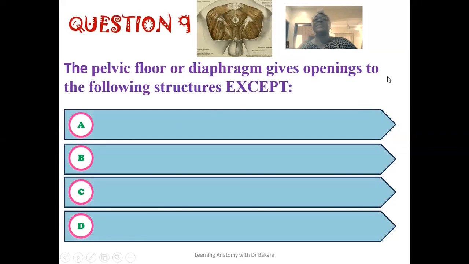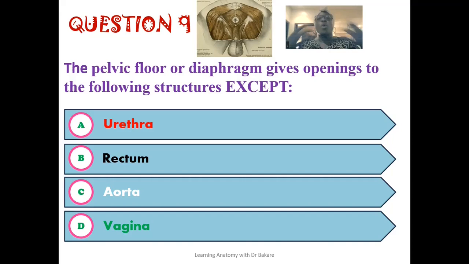The 9th question reads that the pelvic floor or the pelvic diaphragm gives openings to the following structures except, is it except the urethra? Is it except the rectum? Is it except the hiatus? Or is it except the vaginal canal? So which of these options are not seen to create openings within the pelvic floor or the pelvic diaphragm? And the correct option here is the aorta. So it is the aorta, out of all these options listed, that is not seen to create an opening on the pelvic floor or the pelvic diaphragm.